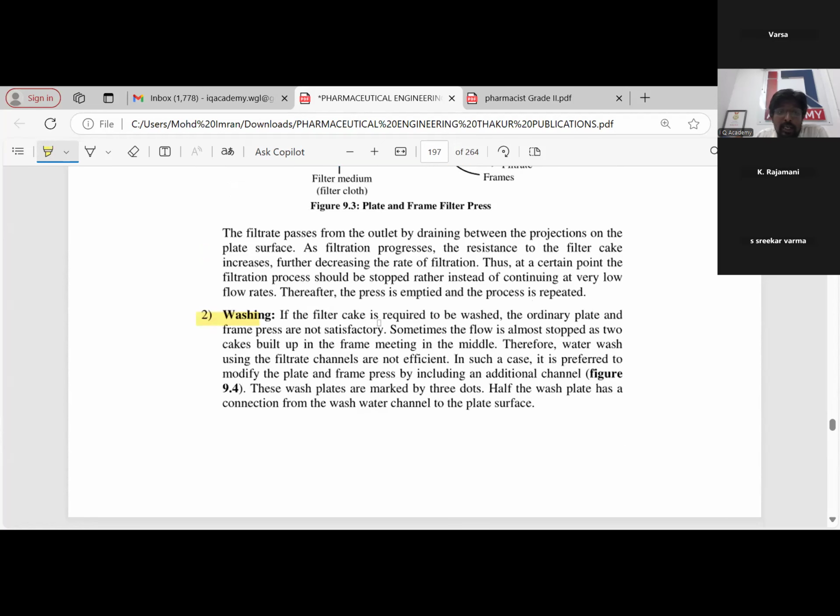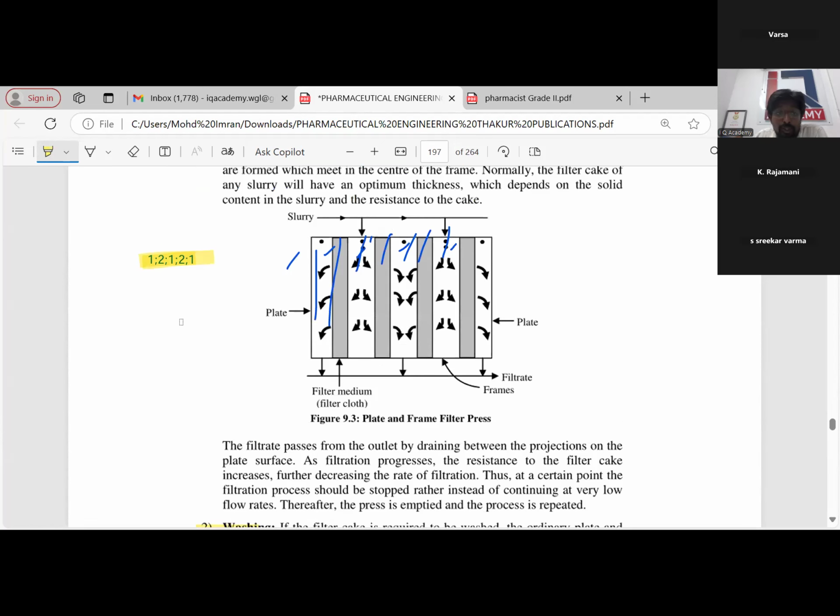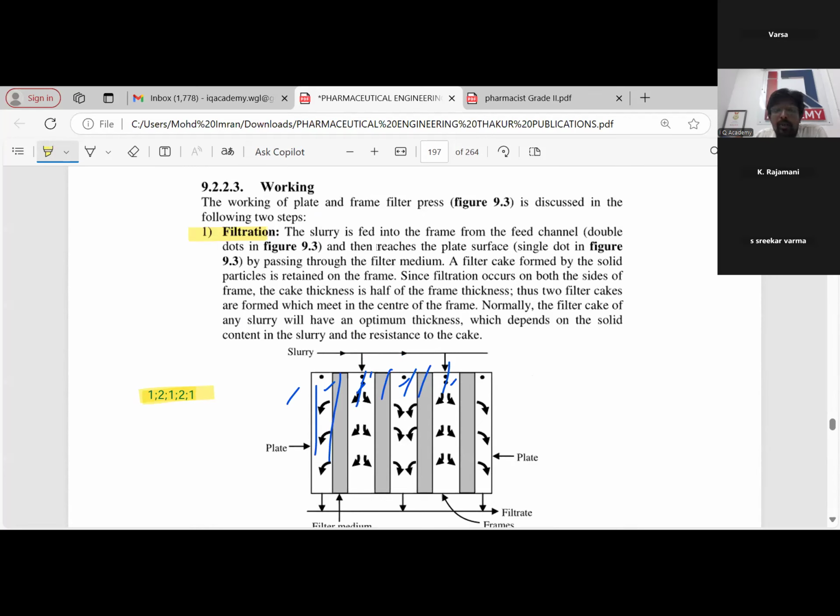Very simple. The slurry to be filtered is sent into the frame feed and then reaches the plate surface, the single dot in the figure, by passing through the filter media. You may not be able to see it here. Oh sorry. So how is the slurry entering?